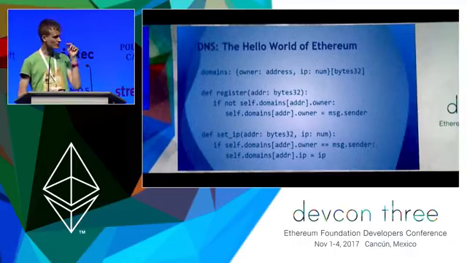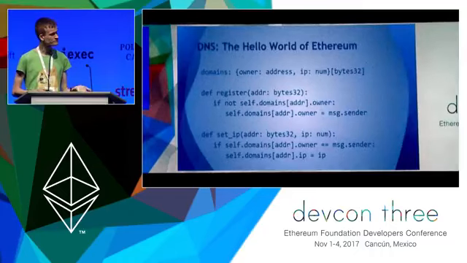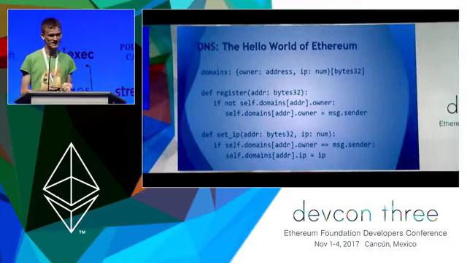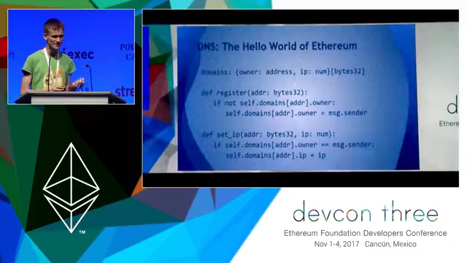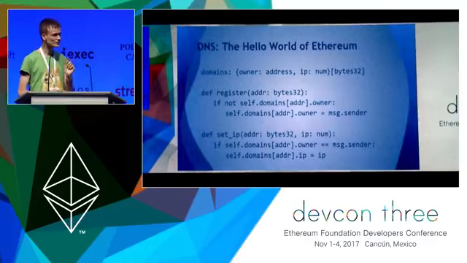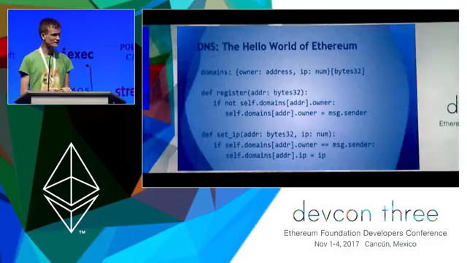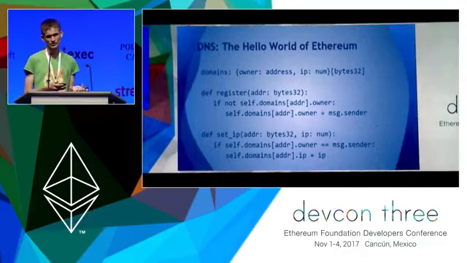There's a function called register, and if a domain does not yet have an owner, then the owner gets set to whoever sent the message. So whoever sent the transaction that made that function call. And you have another function, setIP, and that function is fairly simple. It basically just checks if you own the domain that you're trying to set the IP address of, and if it does, then it sets the IP address to whatever you want.